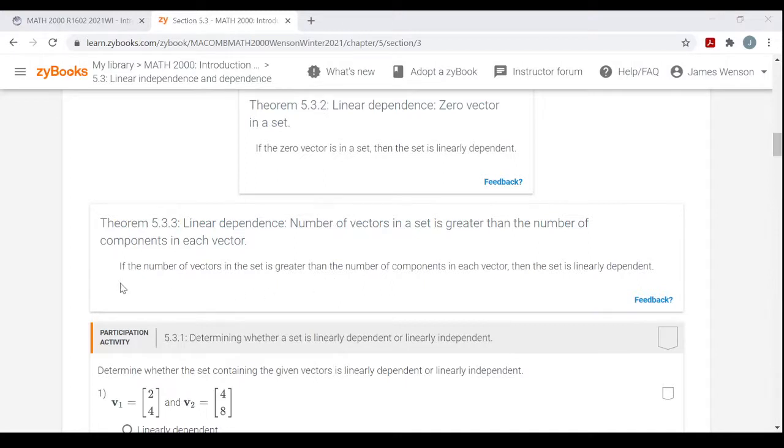Well, that kind of leads us to this. If the number of vectors in the set is greater than the number of components in each vector, then the set is going to be linearly dependent, right?